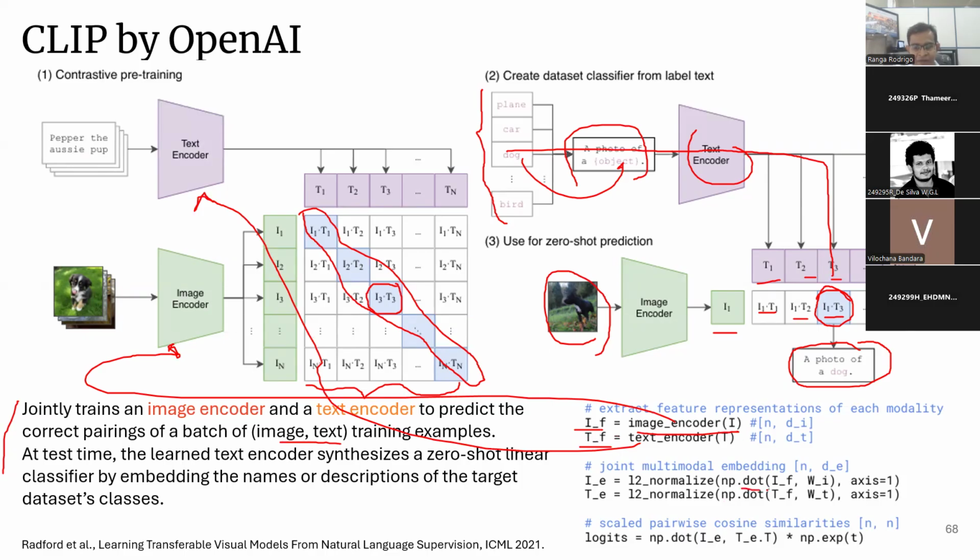And what we do is we get the dot product between IF and TF, with some normalization, and you get IE and TE. The weights are there, and then you compute the dot product between IE and TE, and you raise it to the power of T also, and we get the so-called logits. That's it. But you have to have millions of labeled images for this.